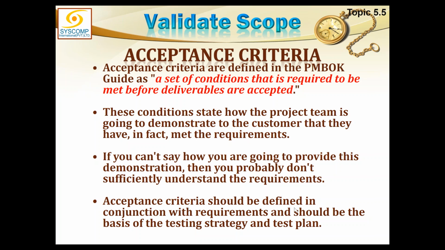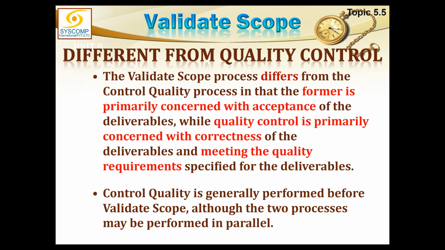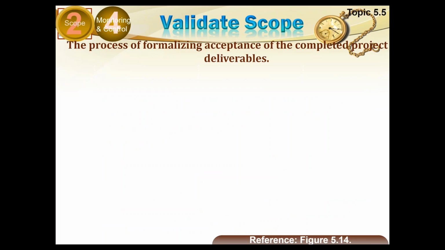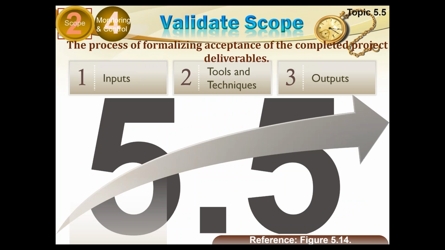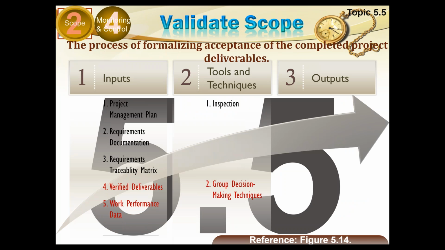Acceptance criteria should be defined in conjunction with requirements and should be the basis of the testing strategy and test plan. Then, a verified deliverable is something which is coming out of quality control. Anything that passes quality control is a verified deliverable. A verified deliverable is the input into the validated scope, which, once passed, is called an accepted deliverable.